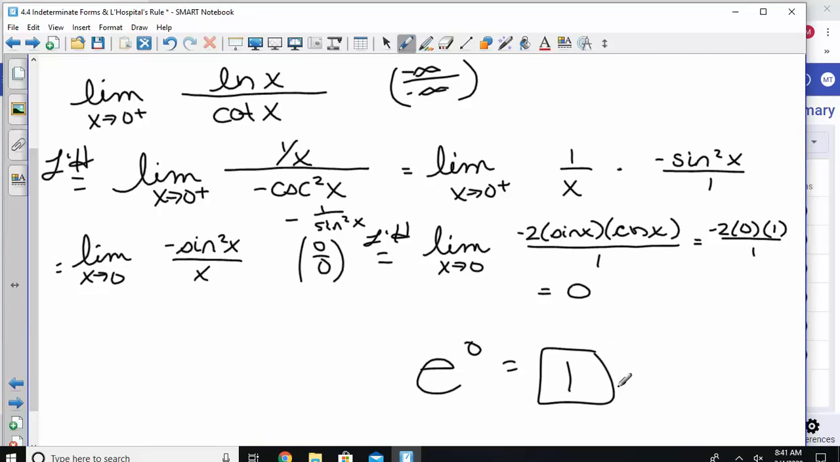Would it be any different if it was approaching the right side? No, except the natural log is undefined for negative numbers. So anytime I give you a natural log, we're only going to be approaching from the positive side. Okay. Other questions?